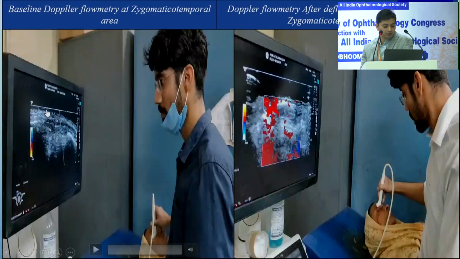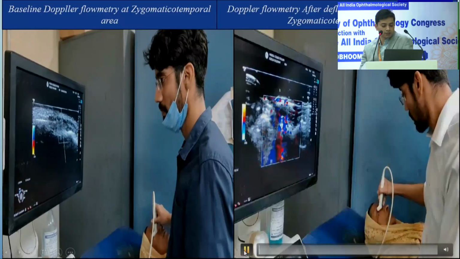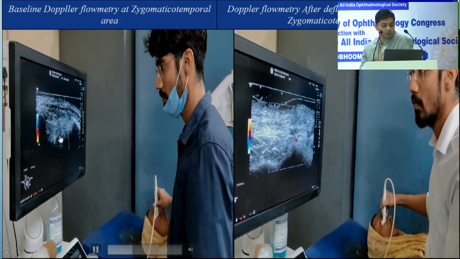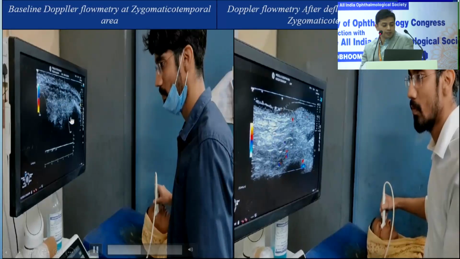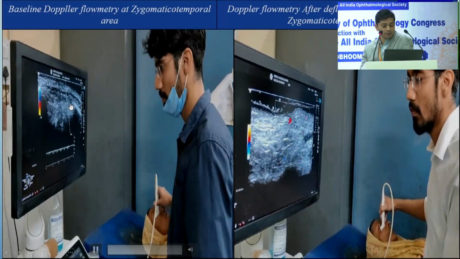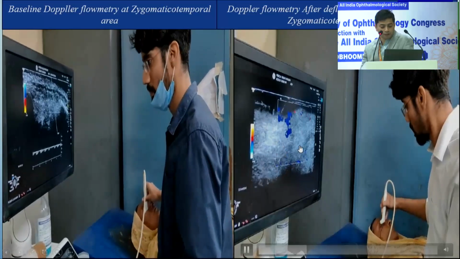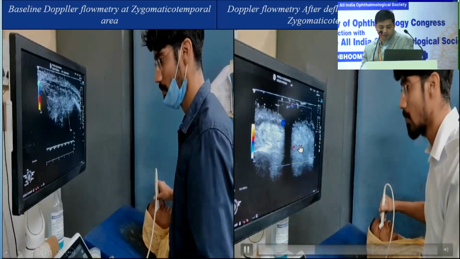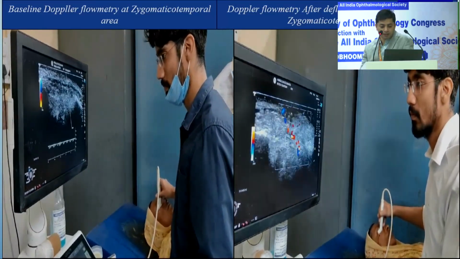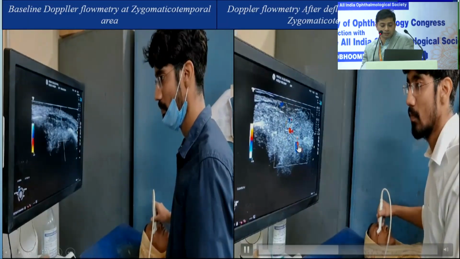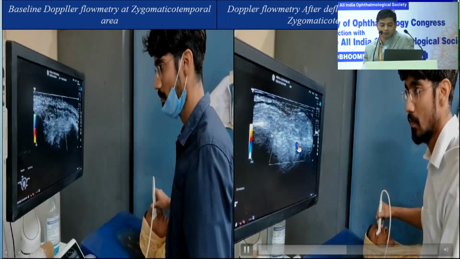Here you can see the live demonstrations before the expansion and after the deflation of the balloon. Here you can see there are hardly any blood vessels, and the blood flow is minimal. But after the removal of the 10-0 Foley's catheter after 3 days, you can see the recruitment of blood vessels has increased tremendously, and the blood flow velocity has also increased.